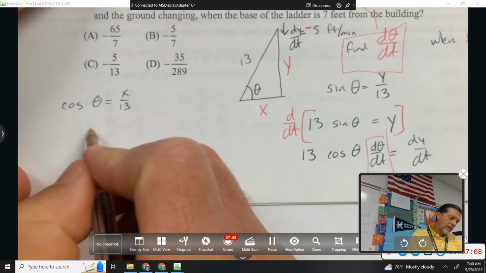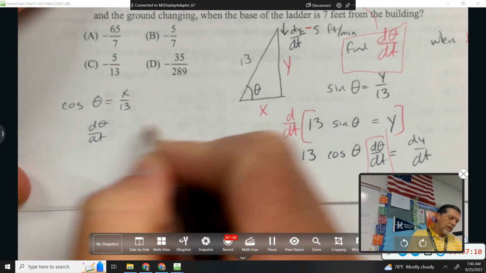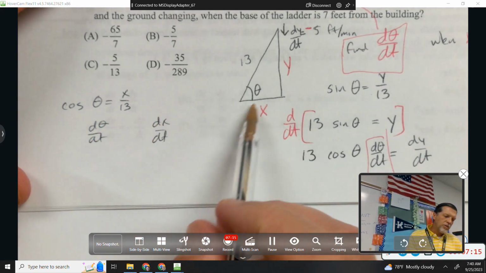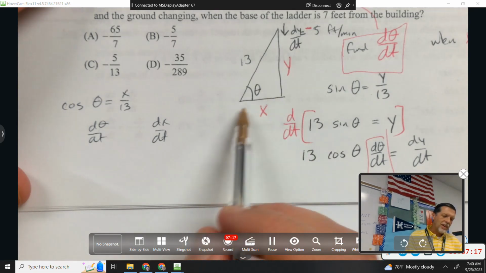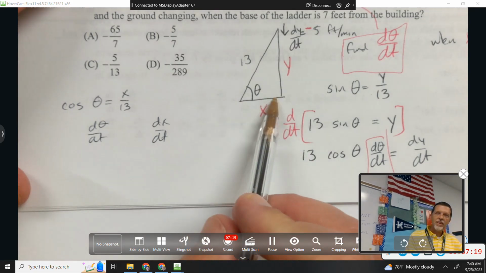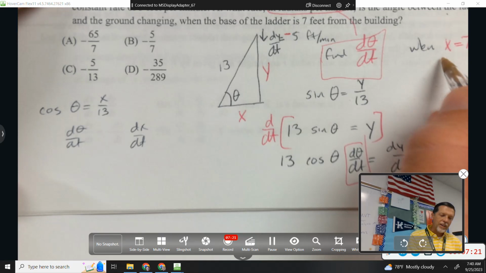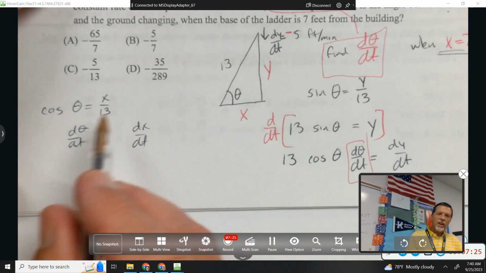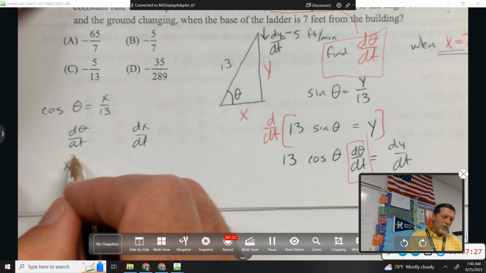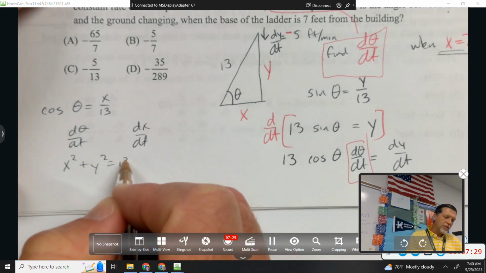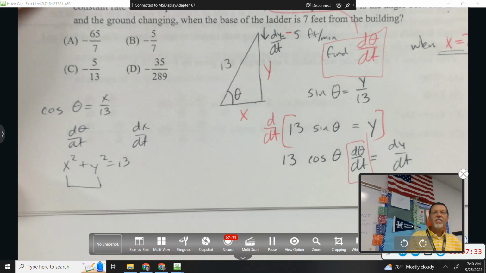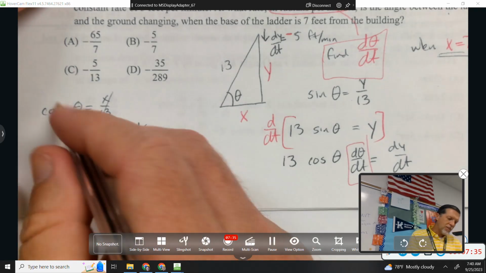Okay, so you're going to have a d theta dt on this side. You're going to have a dx dt on this side. The trouble is you don't have anything about x. Oh, okay, got it. At least dx dt. You have when x is 7, but that's an easy one to account for. If you were going to do it this way, you would have to then use x squared plus y squared equals 13 squared to figure out how x and y are related to each other. So could you do it? Yes, but it's extra work.